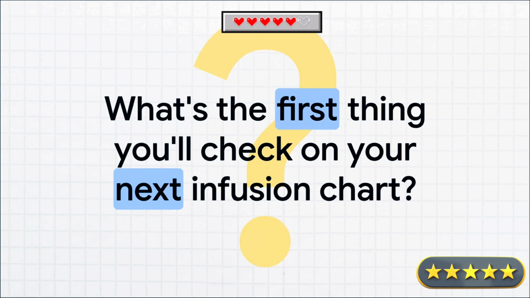So I'll leave you with this question. With all these rules in your back pocket, what's the very first thing you're going to check on the next infusion chart you see? Will it be the hierarchy, the start and stop times, the documented reason for the visit? Applying this simple, logical framework, that's the key to coding with total confidence.